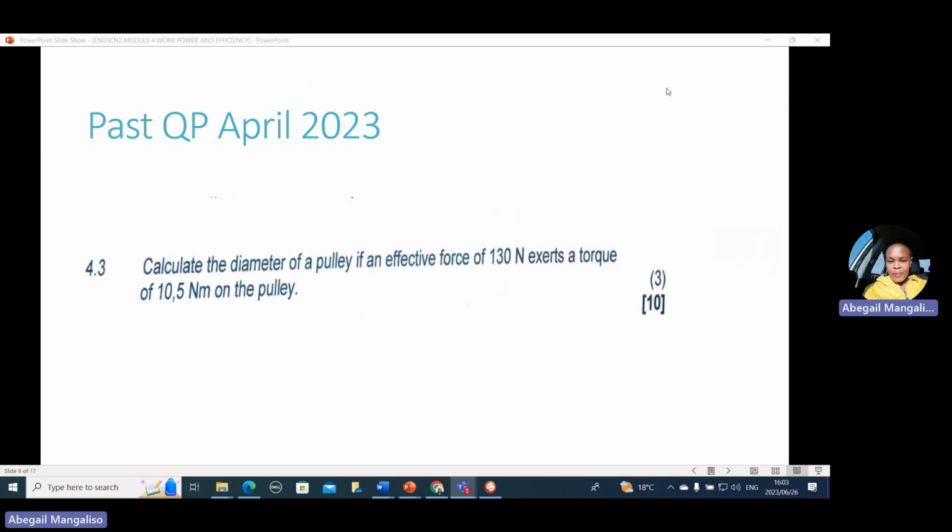The activity is taken from a question paper of April 2023. It says calculate the diameter of the pulley if an effective force exerts a torque of 10.5 Newton meter on the pulley. You want to calculate the diameter. Now let's look at the solution.